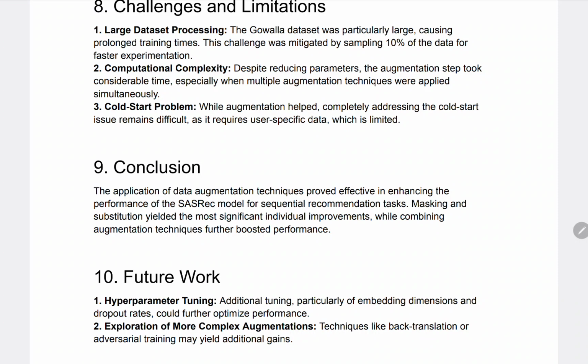Augmentation improves both accuracy and model stability, but it comes with computational overhead. By emphasizing these insights, we can see how augmentation transforms a model's ability to predict user preferences effectively even under challenging conditions.